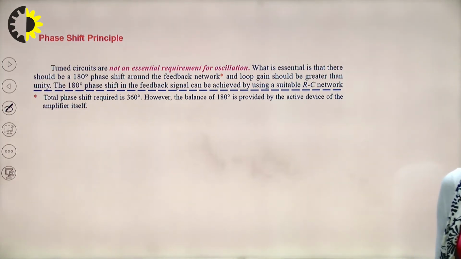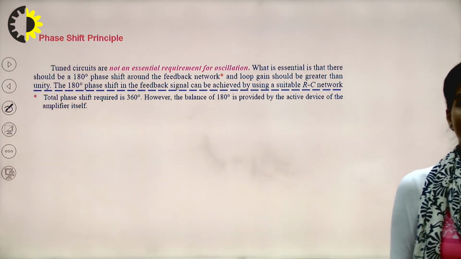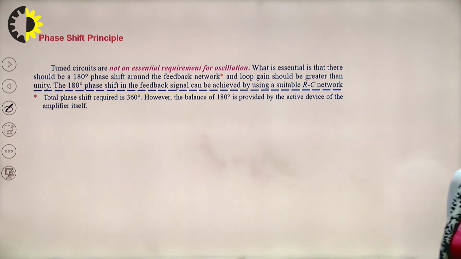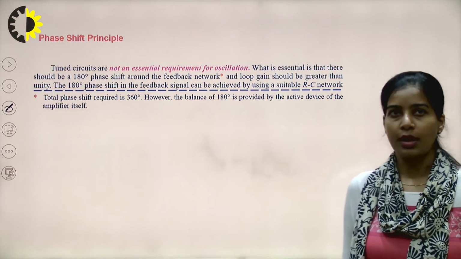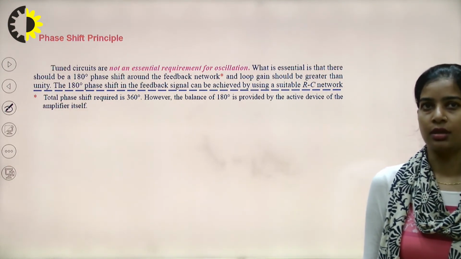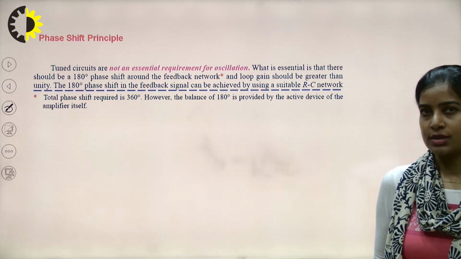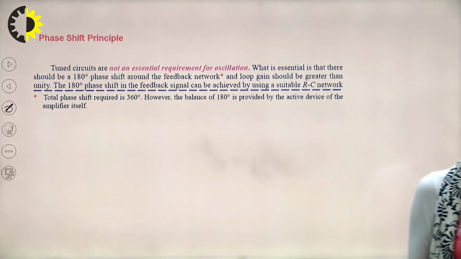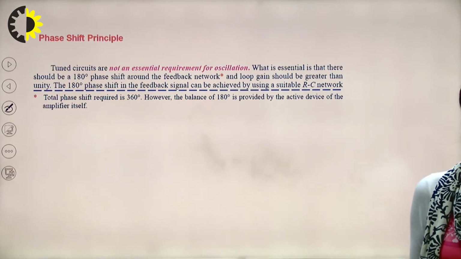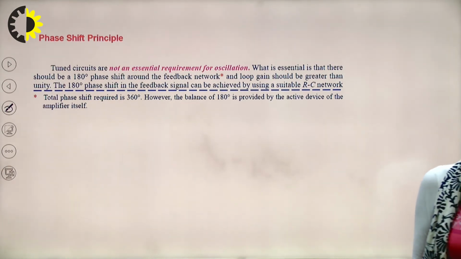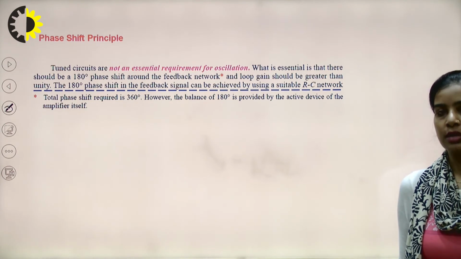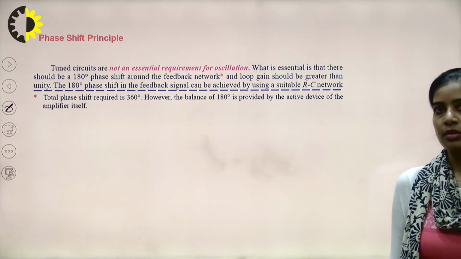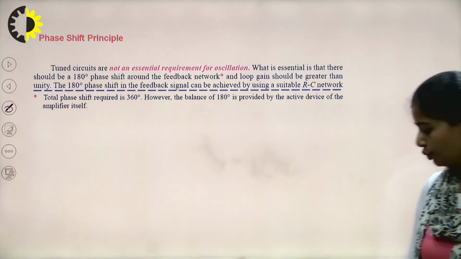Next is the phase shift oscillators, which are based upon the principle of phase shift. Tuned circuits are not an essential requirement for the oscillation. We can have oscillations without having the tuned circuit. So the essential requirement is that there should be a 180-degree phase shift around the feedback network and the loop gain should be greater than unity.